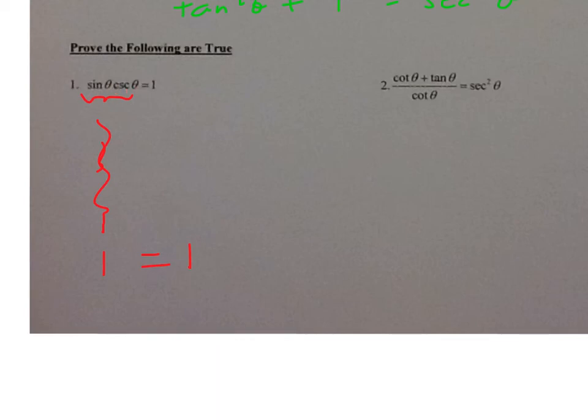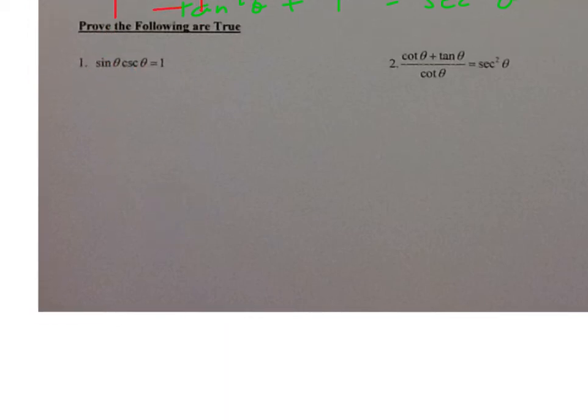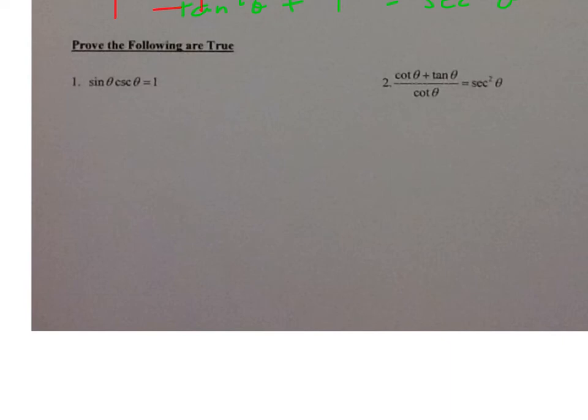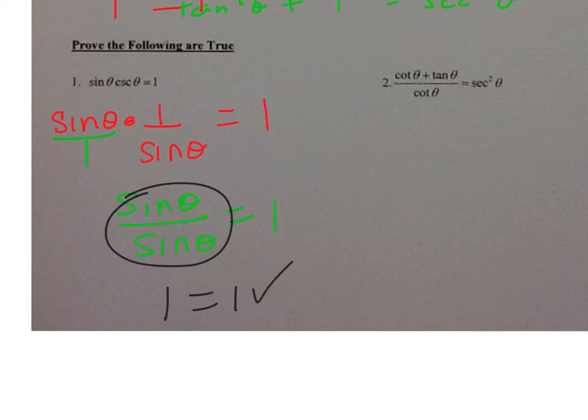All right, so let me just move that out of the way. All right, so we have sine theta. So I'm going to leave that as sine theta times cosecant theta. Now, cosecant theta is the same thing as 1 over sine theta. And I want to show that equals 1. So remember, when I multiply numerators, I multiply denominators. So sine theta over sine theta is equal to 1. Anything divided by itself is equal to 1. So 1 is equal to 1, and that checks. Okay, so let's take a look at 2.